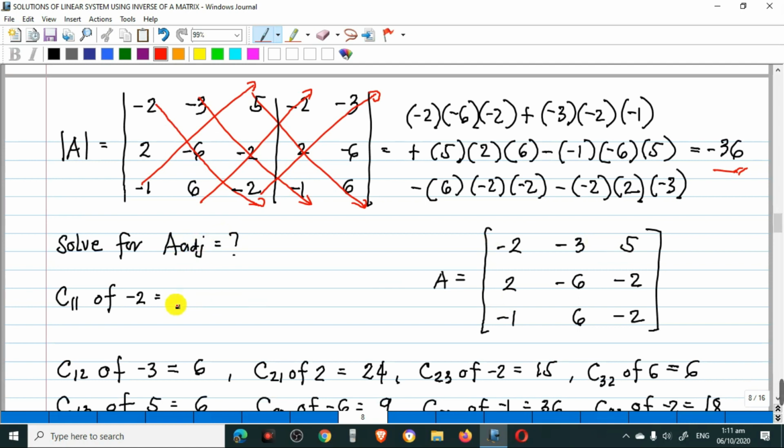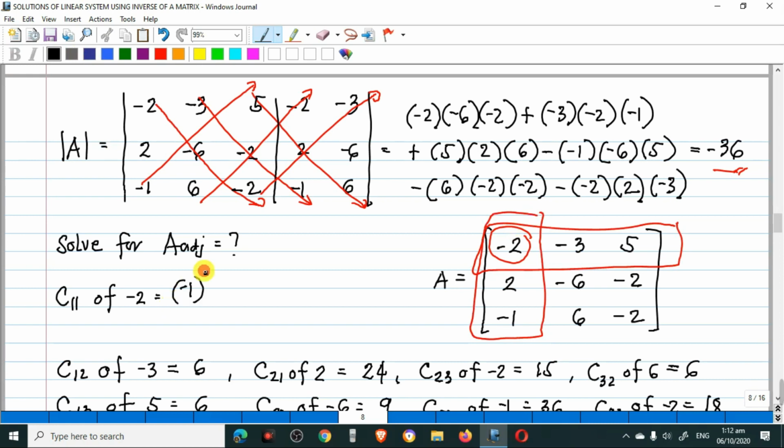So, meaning, kailangan muna nating hanapin yung lahat ng cofactor ng bawat entries na to. So, let us solve. Yung first element natin, the cofactor of the first element, which is nasa first row and nasa first column, which is your -2. Okay? So, mark yung location niya. Mark yung first row and yung first column niya.